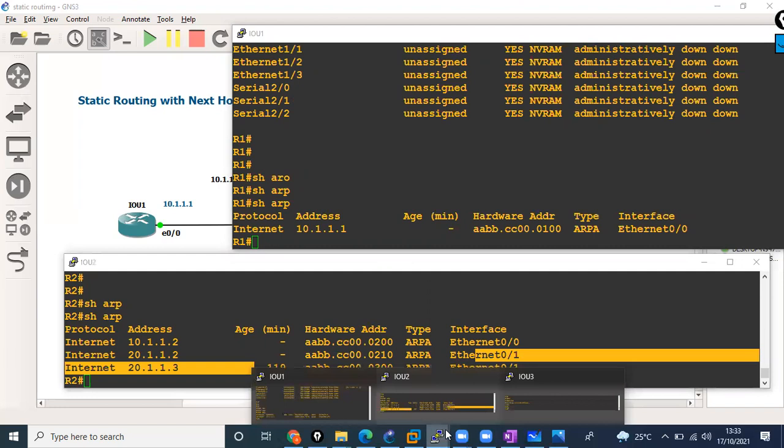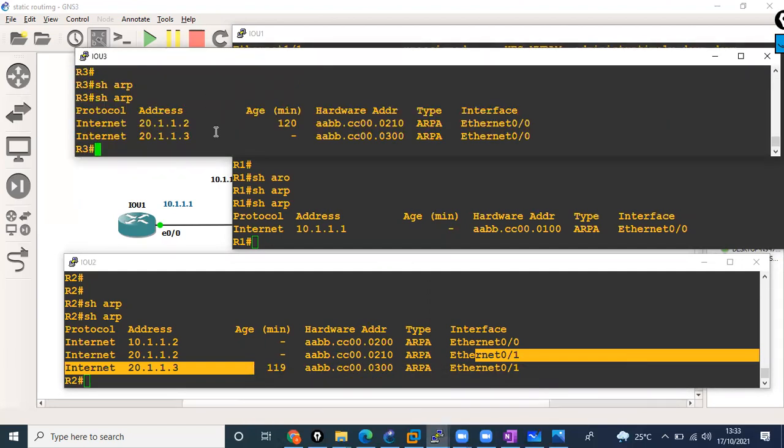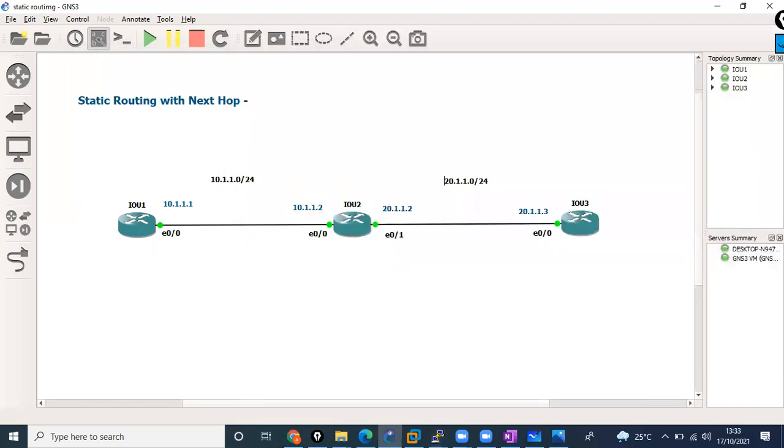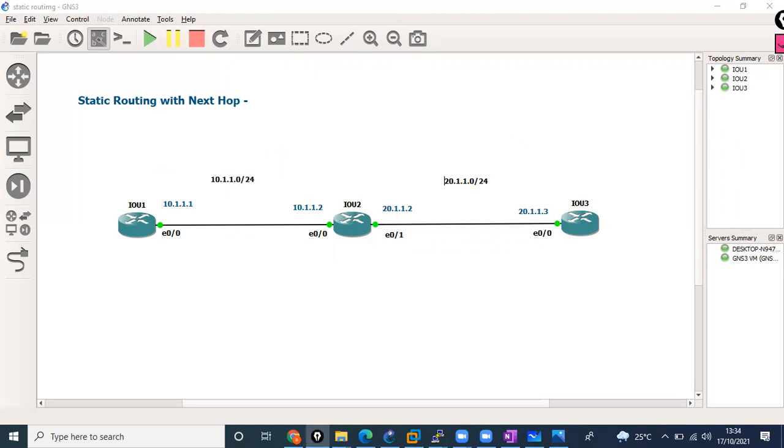Then go to R3 and show ARP. That is there, which means ARP is already updated, because when I assigned the IP addresses, I pinged between these devices. So this time, how many ARPs will there be? Actually 1. But if you do this practical for the first time, then don't ping. And then from here to here, how many ARPs will there be? There will be 2 ARPs.